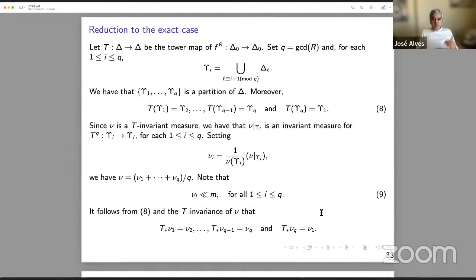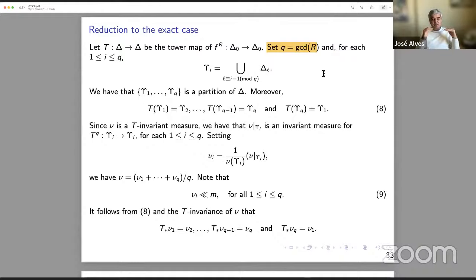Well, the idea is that we can decompose the tower. So consider Q, the greatest common divisor of the recurrence times, and think for instance that Q is equal to 2. So it means that when you start to build a tower, there are no elements returning in time one. If they are multiples of two, there are no points in the base that return to the base in the first iterate.